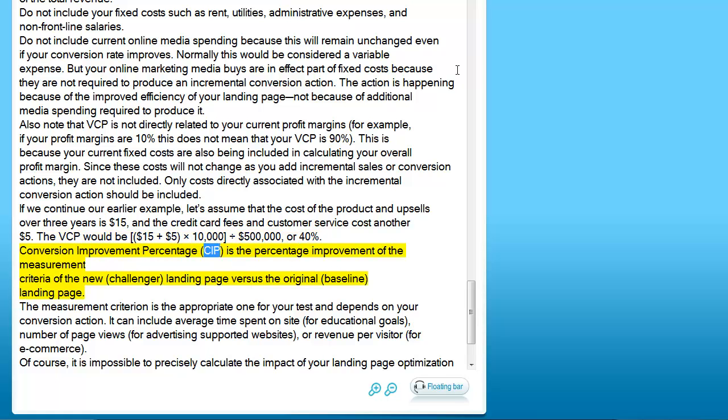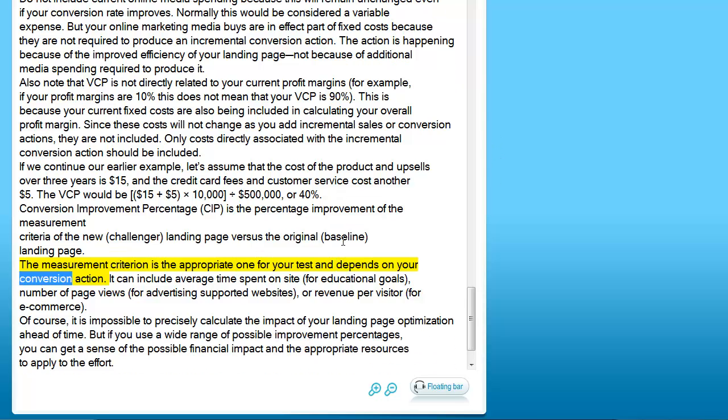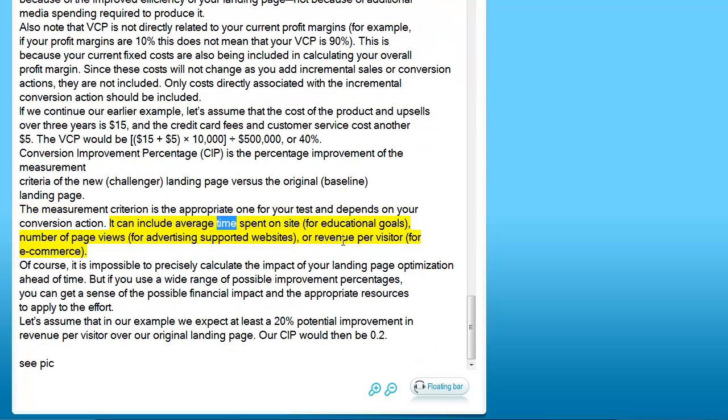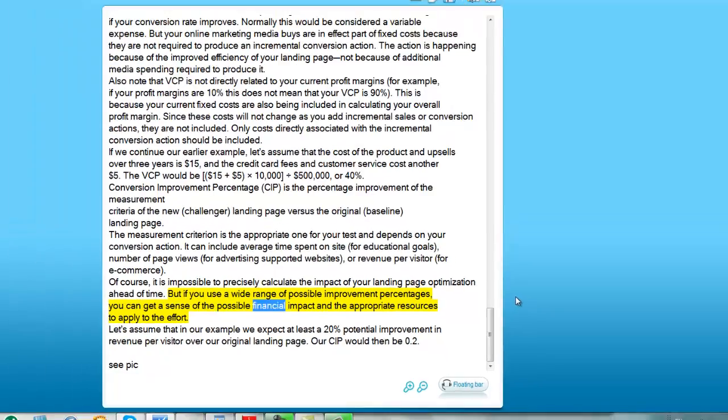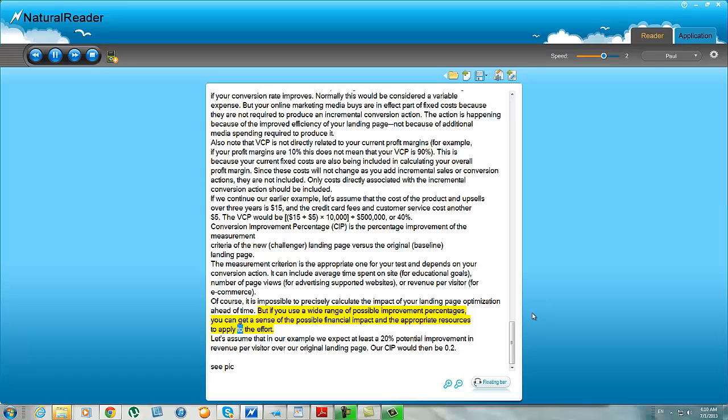Conversion improvement percentage, CIP, is the percentage improvement of the measurement criteria of the new challenger landing page versus the original baseline landing page. The measurement criterion is the appropriate one for your test, and depends on your conversion action. It can include average time spent on site for educational goals, number of page views for advertising-supported websites, or revenue per visitor for e-commerce. Of course, it is impossible to precisely calculate the impact of your landing page optimization ahead of time. But if you use a wide range of possible improvement percentages, you can get a sense of the possible financial impact and the appropriate resources to apply to the effort.